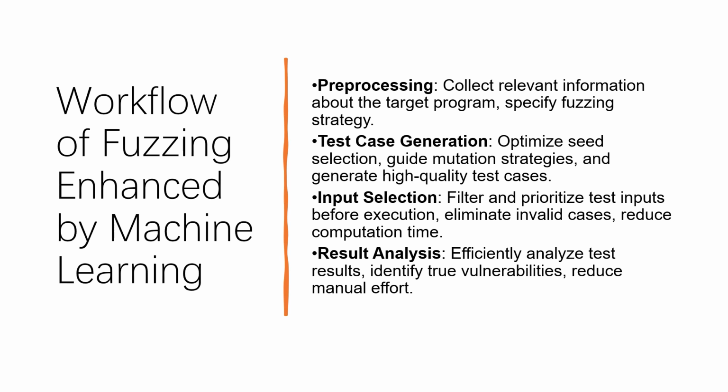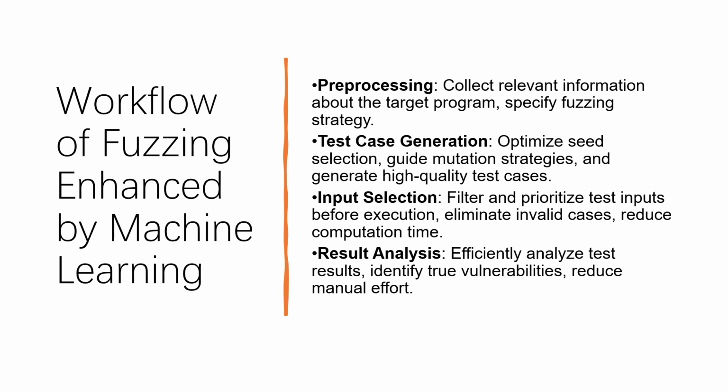In the pre-processing stage, relevant information about the target program is collected, and the strategy for fuzzing is specified. Machine learning algorithms can be used to analyze and predict this information, enhancing the effectiveness of program analysis techniques combined with fuzzing. In the test case generation stage, machine learning algorithms can optimize seed selection, guide mutation strategies, and facilitate the generation of high-quality test cases.